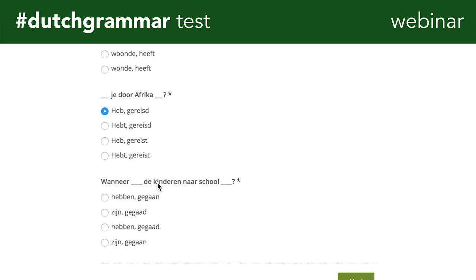And the last question. This is also a verb of lesson 48 that comes with zijn, and with a past participle that is not regular. Zijn gegaan. Answer 4.